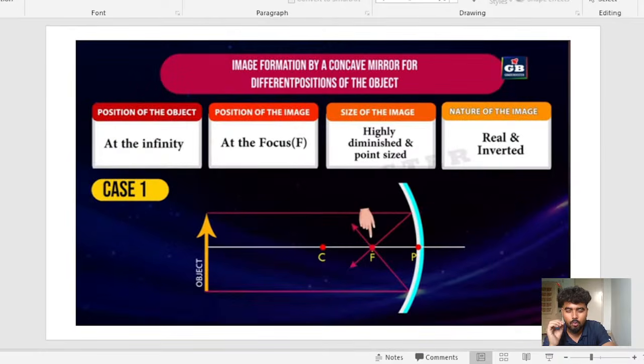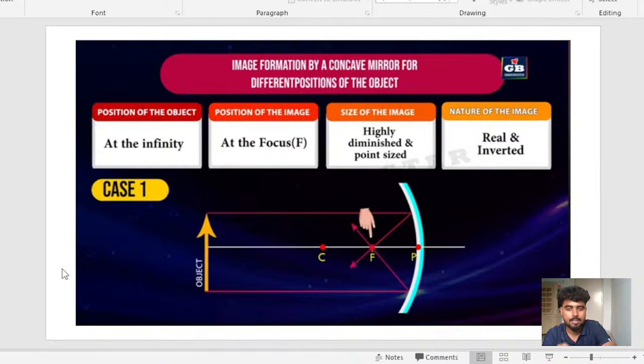Now we are moving to the case studies. I think these case studies are too simple. I will post it in the group. After the completion of physics, we are going to the biology topic, life process. Okay. So please listen here carefully.